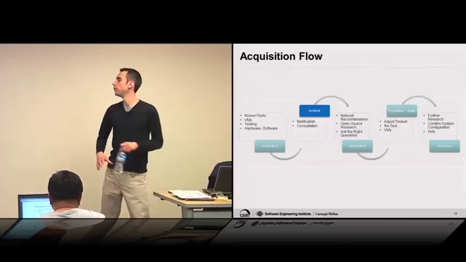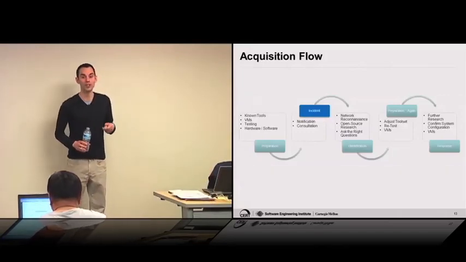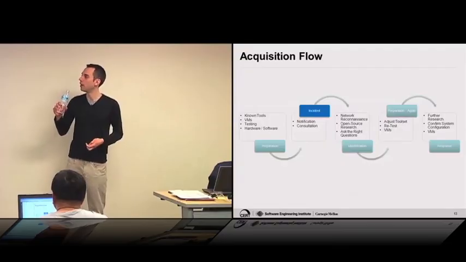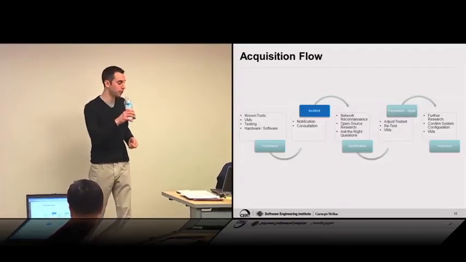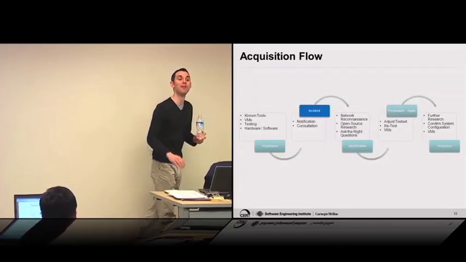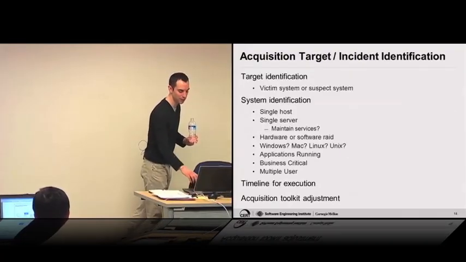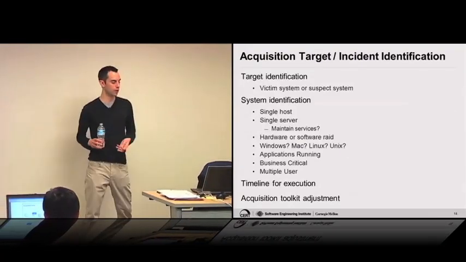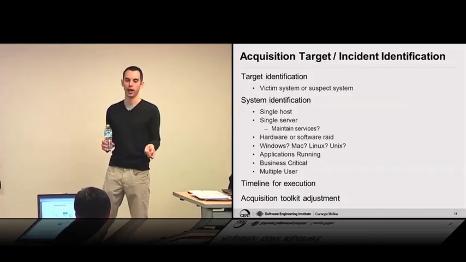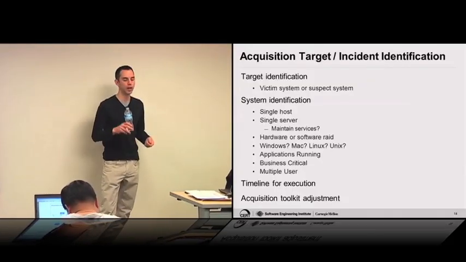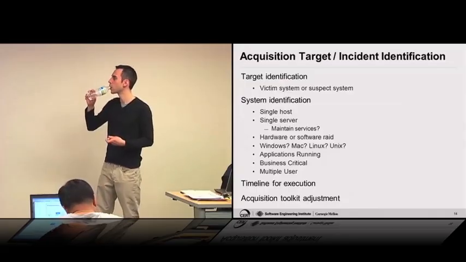Okay, so now we've gone through a lot of preparation steps, right? But eventually, we're going to have an incident take place. That's inevitable, probably, right? But once an incident takes place, we're going to go through the steps of identifying what the target is. Is it a victim or is it a suspect system?